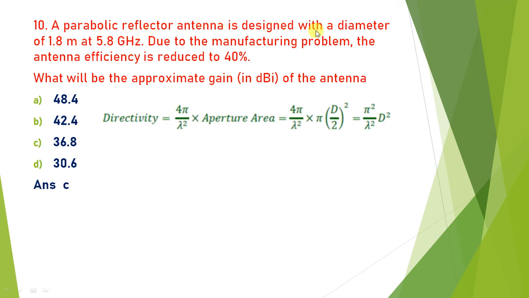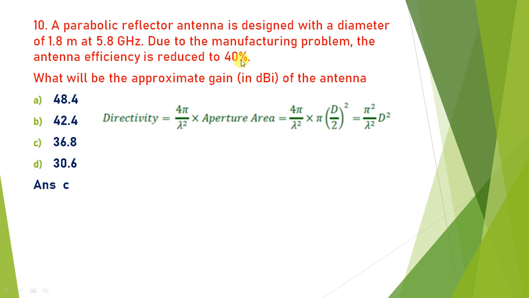A parabolic reflector antenna is designed with a diameter of 1.8 meter. So the diameter is given to you, frequency is also given to you. Due to some manufacturing problem, antenna efficiency is reduced to 40%. So what will be the approximate gain? As we have discussed previously, directivity is equal to 4 pi A E by lambda square, where A is the aperture area, which is equal to pi d square by 4. Now diameter is given to you, 1.8 meter. Lambda is c by f; from the frequency you can calculate lambda. Directivity is not given to you, that we have to find, but what you have to find is gain. So directivity is nothing but the gain divided by efficiency. Now efficiency is given to you, 40%.